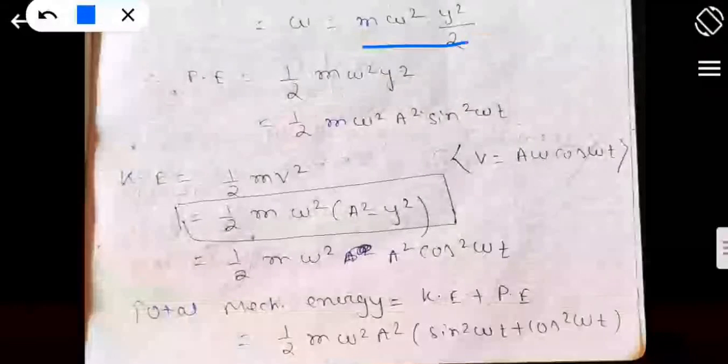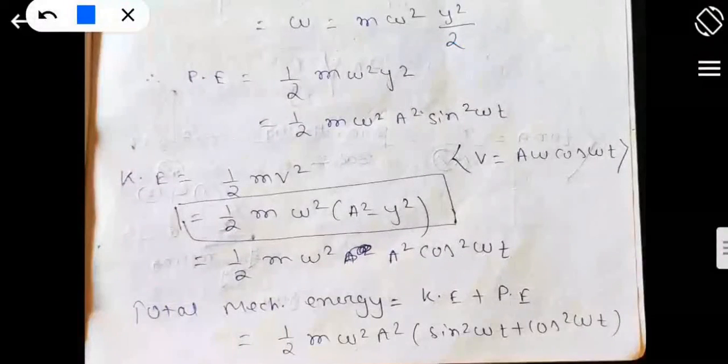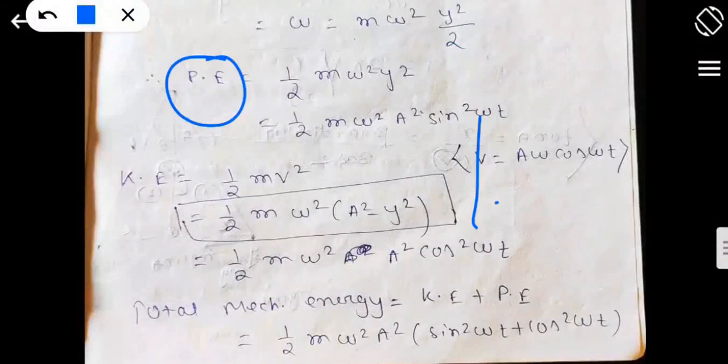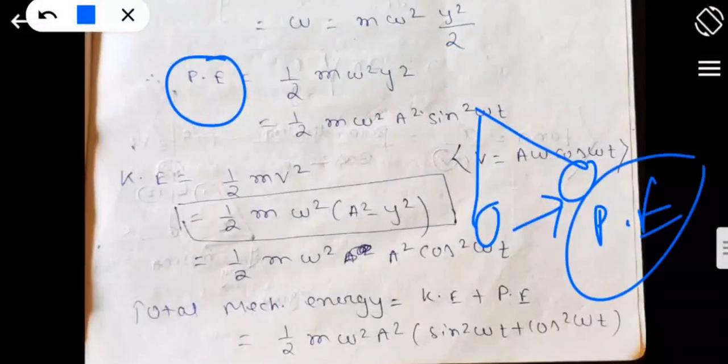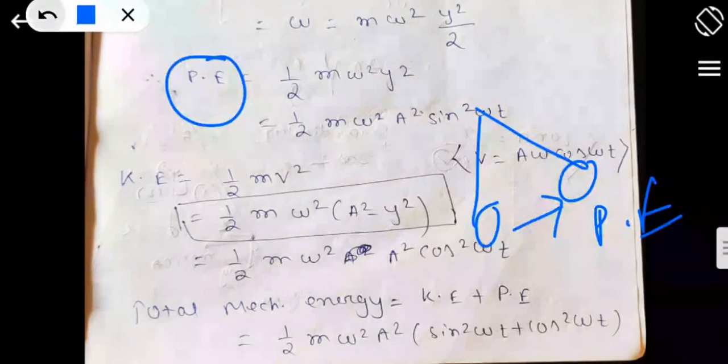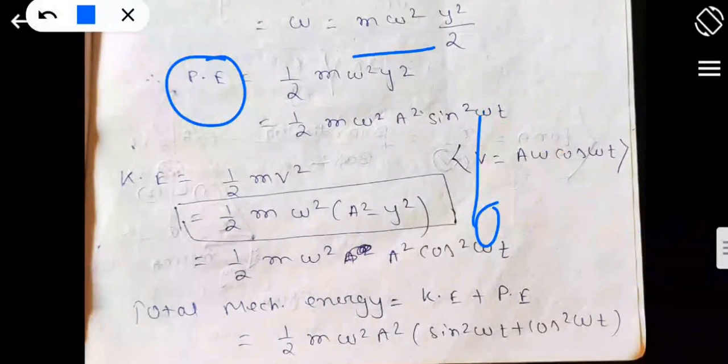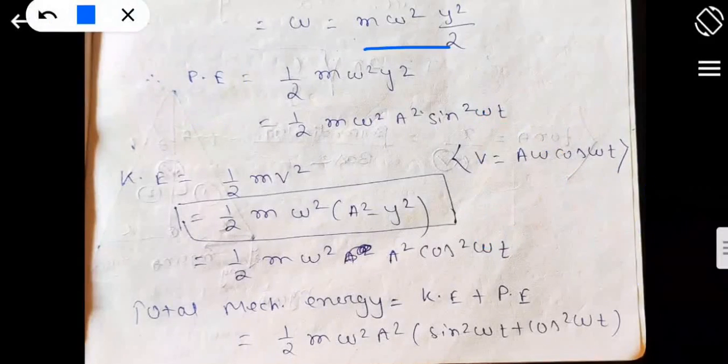Okay, so the potential energy, because we are taking the pendulum to this position, what are we achieving? Potential energy. So the potential energy that we have achieved, I can write it by rearranging, as half into m omega square into y square. Just arranging. Now let us place the value of y.